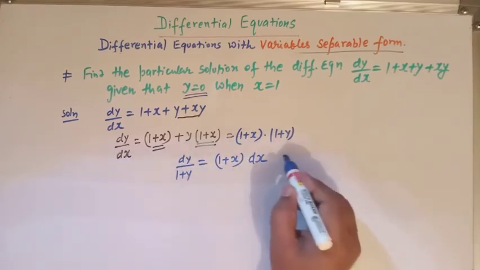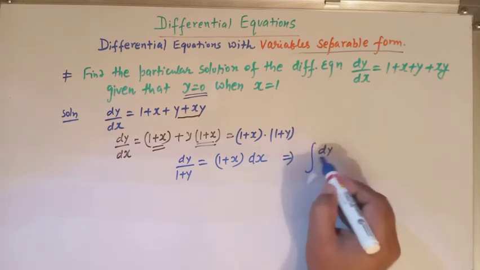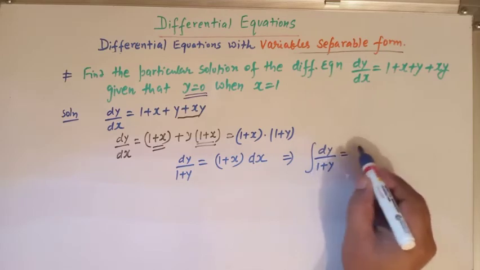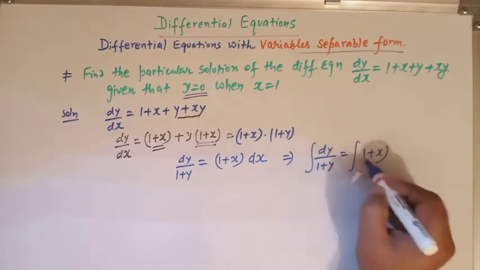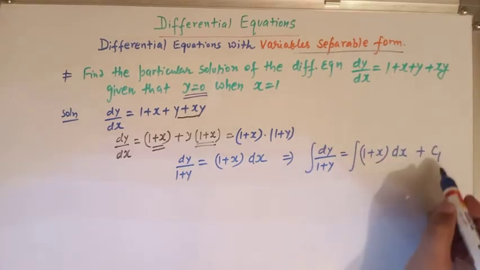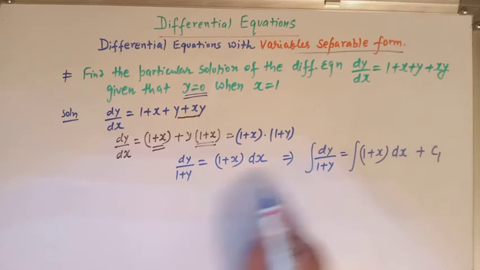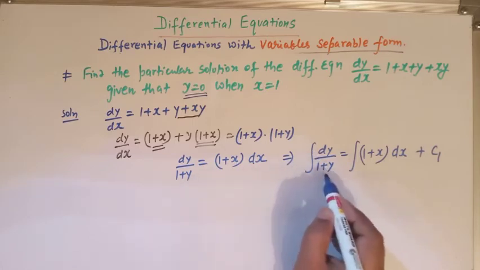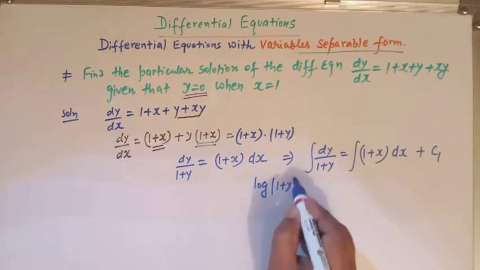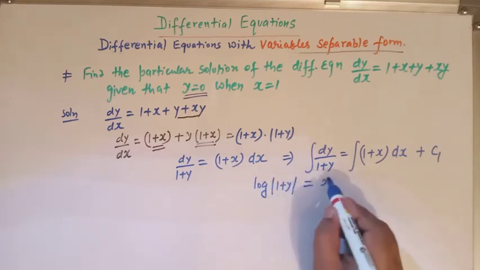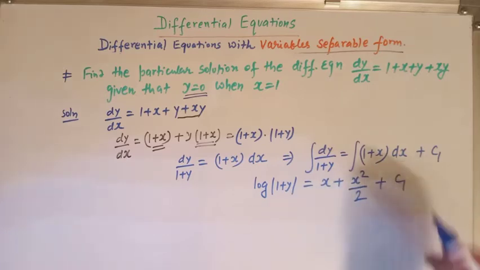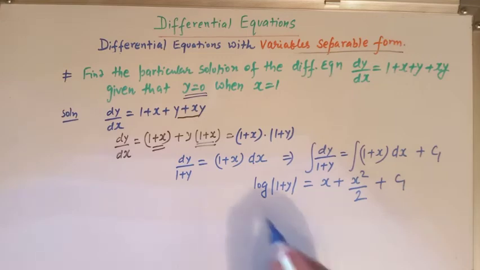Now let us integrate both sides. Now we have the integral of 1 over 1 plus y dy equals the integral of 1 plus x dx plus c1. c1 is the constant of integration. Now the integral of 1 over 1 plus y is log of 1 plus y, and here we have x plus x square by 2 plus c1. Clear?